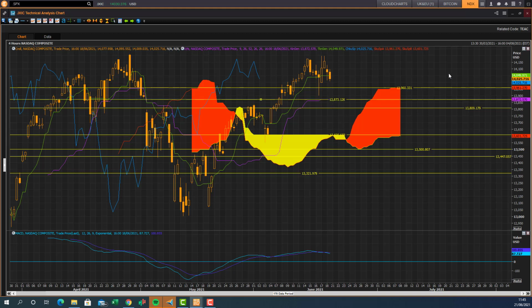So these are the levels on the 4 hour to watch out for any kind of weakness to come through, with a potential rebounding zone in and around these levels.